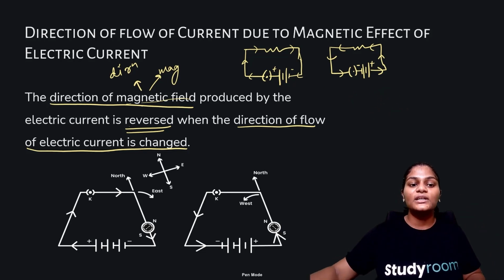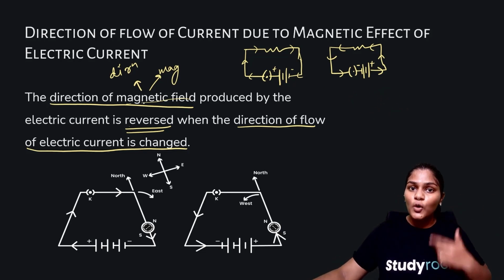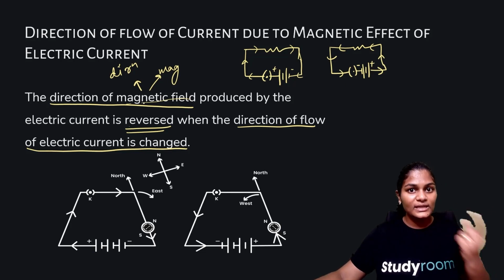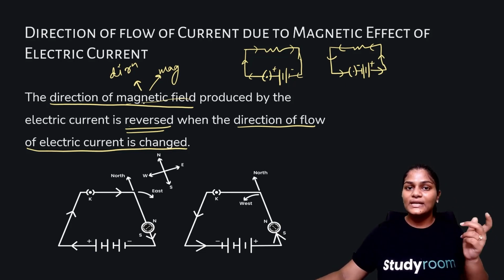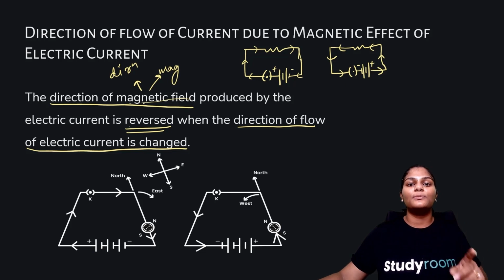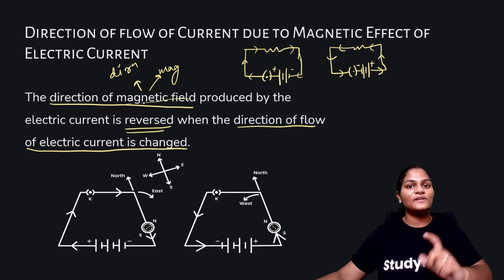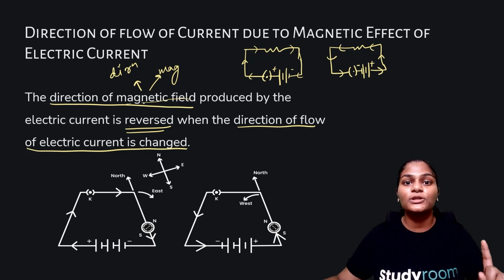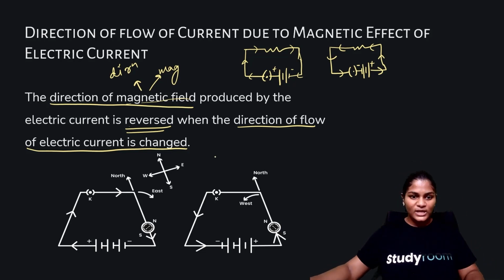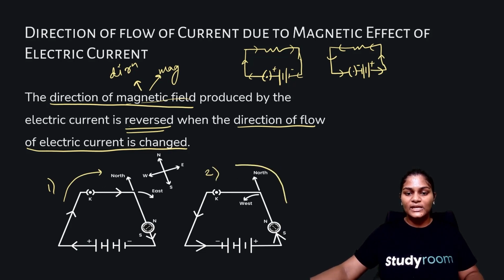So we see that when we change the direction of flow of current in the current carrying conductor, the compass needle gets deflected in opposite directions in both cases. That means the direction of the magnetic field is changed. That means it depends on the direction of current. Look, it's shown in the figure. In the first figure, the current is flowing like this, and in the second figure, the current is flowing like this.